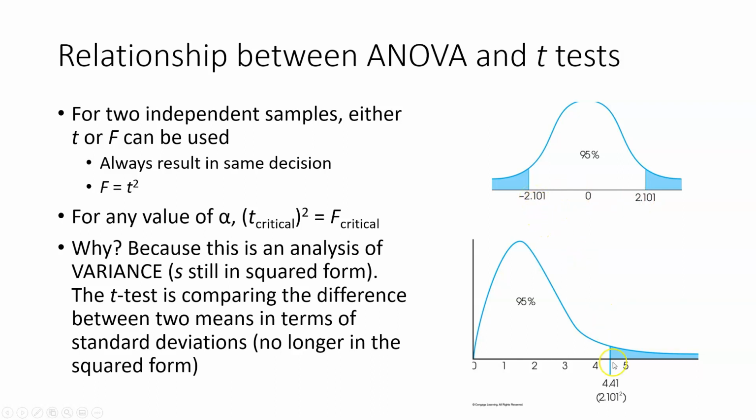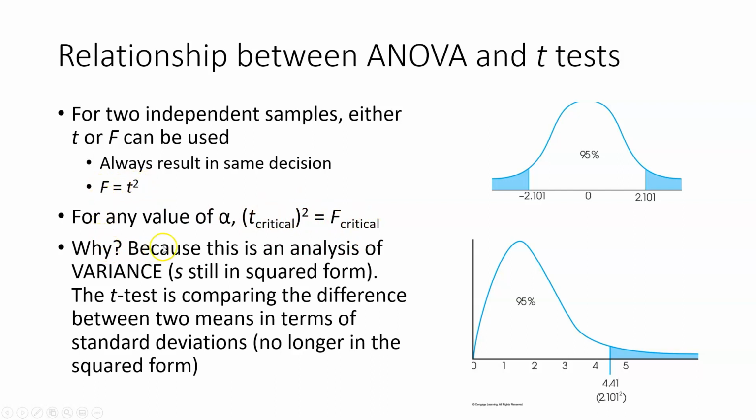If you square that value, 2.101 squared is equal to the critical F statistic of 4.41, and that would be in this one tail, because an F value always has only one tail. There is no such thing as a negative F value. So for any value of alpha, the t critical squared is also going to be equal to the F critical. So whatever your computed statistic is and whatever your critical statistic is, they're always going to be closely related to each other in that the t squared is equal to the F.